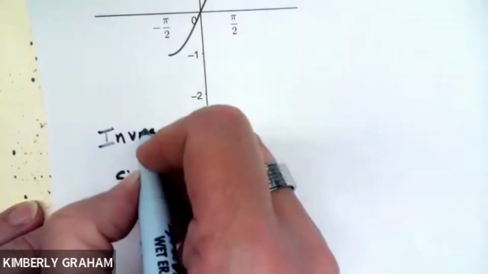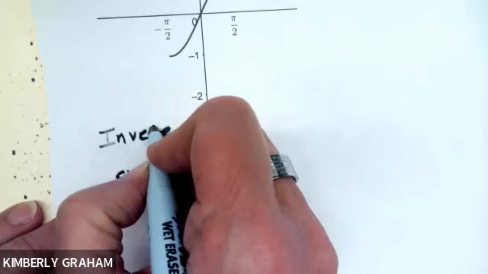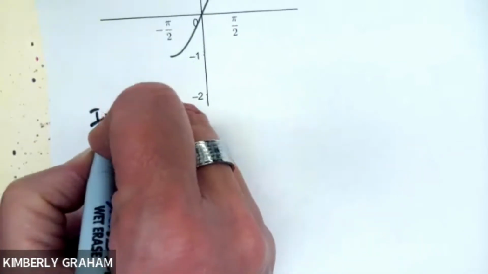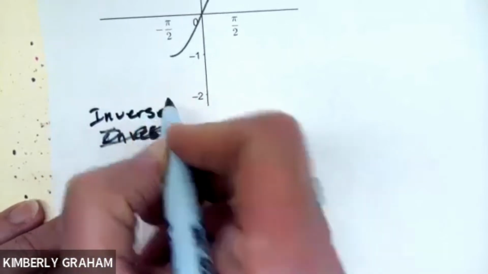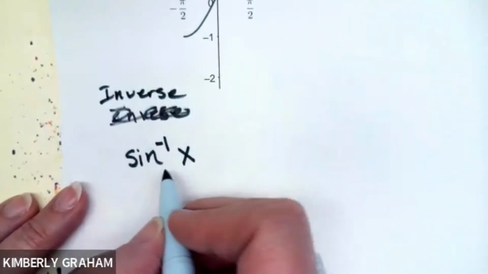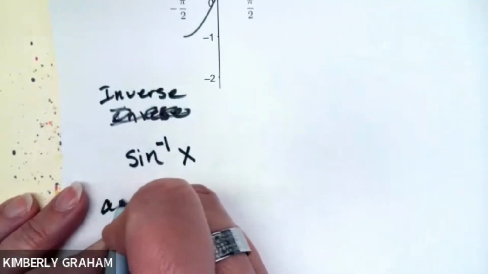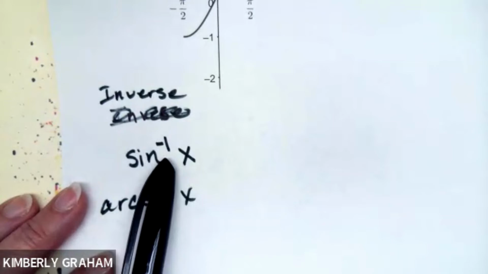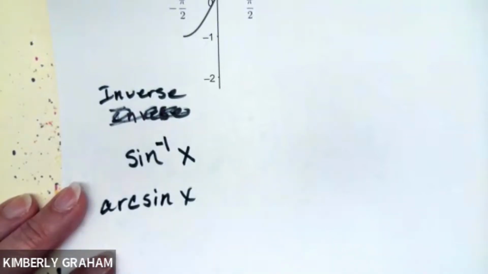Another way, I forgot my R, sorry, it's supposed to be RS. Let me write that again, inverse. Another way that you may see this is arc sine. Some books use arc sine instead of that notation. And they'll also use arc cosine, arc tangent as well.